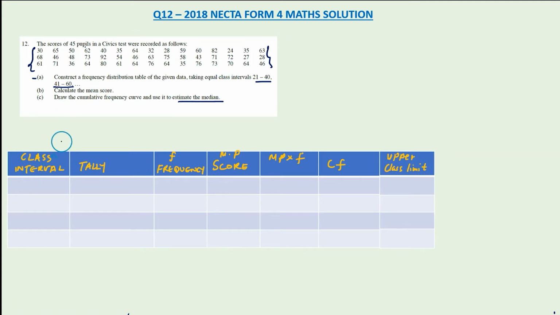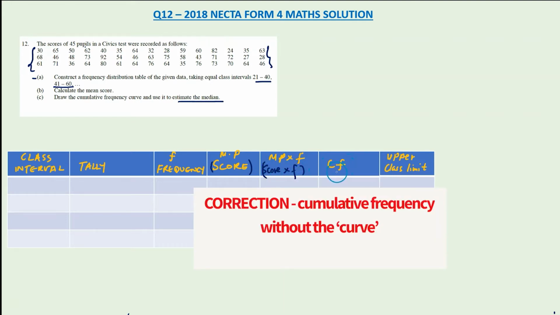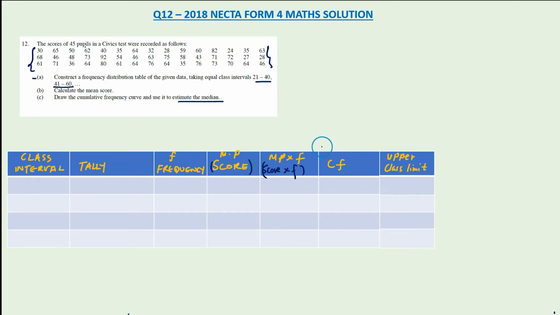Okay, so before you start putting the data on the table, you need to plan. So you need a column for class interval. We need a column for tally, for frequency, midpoint, or you can call this a score. And this would be the score times frequency. And then you need your cumulative frequency and the upper class limit. These last two are for part C. So if you ever come across a question that doesn't ask you to do a cumulative frequency curve, then you don't need the last two columns.